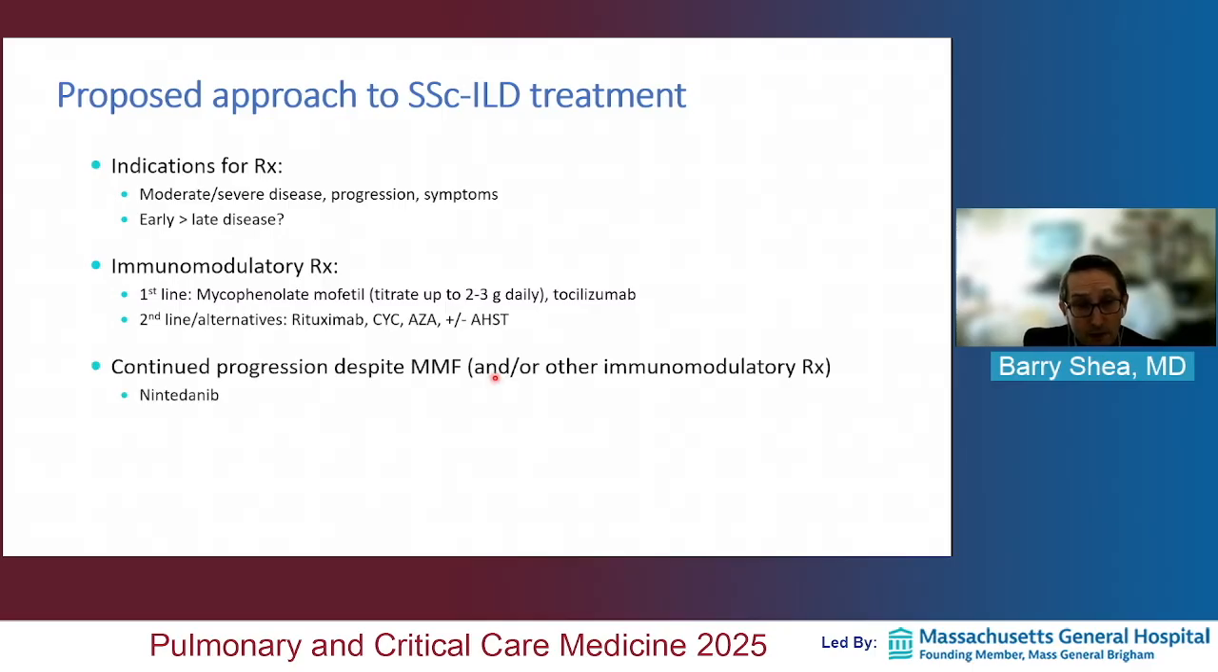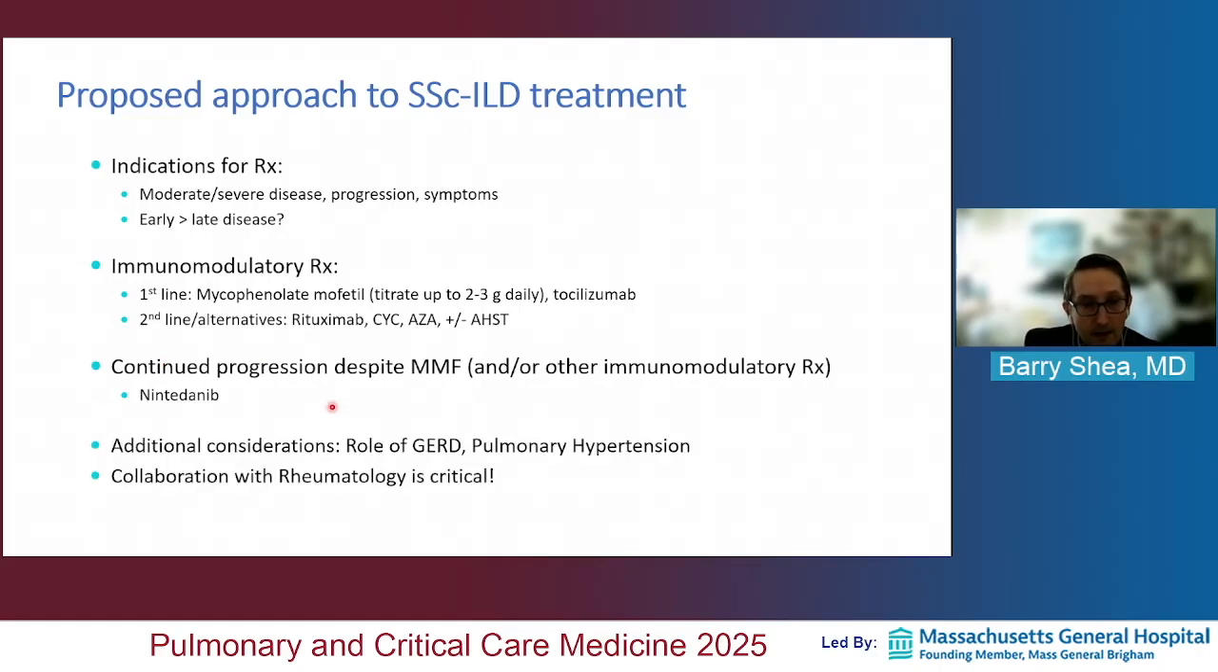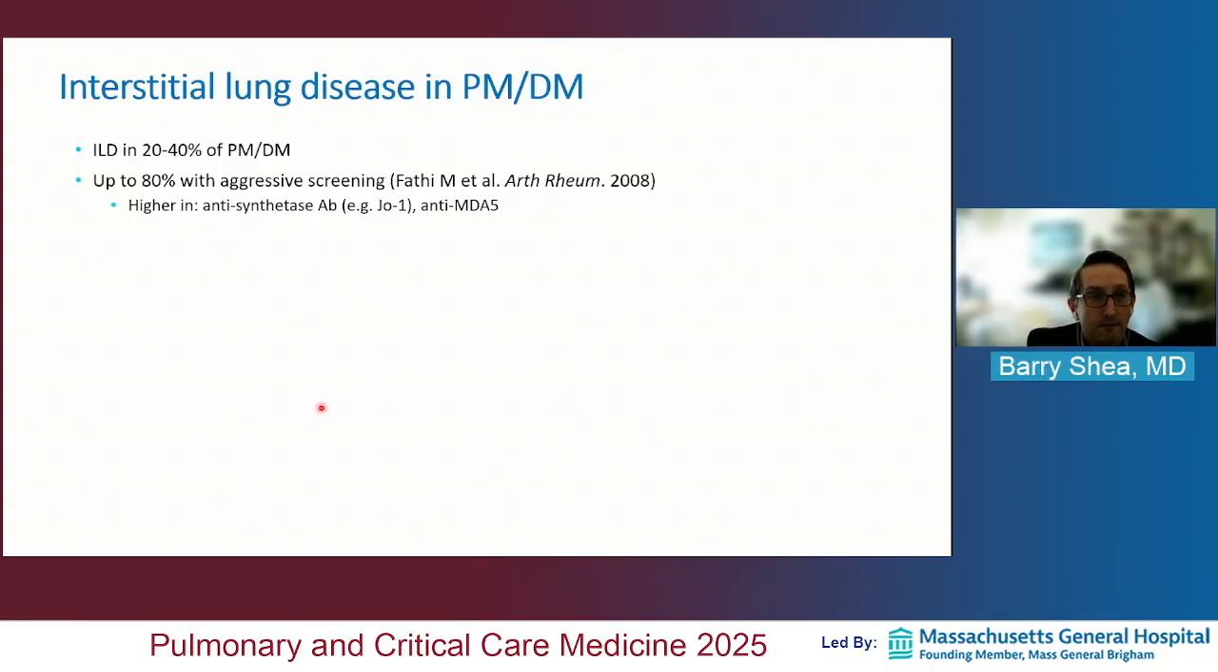For those patients who continue to progress despite mycophenolate or other immunomodulatory therapy, nintedanib is certainly a reasonable option as add-on therapy. And then, of course, always consider other potential complications, whether GERD could be contributing, whether there's pulmonary hypertension, and of course, given the complexity of these patients, like all of our CTD patients, collaboration with our colleagues in rheumatology is really, really important.